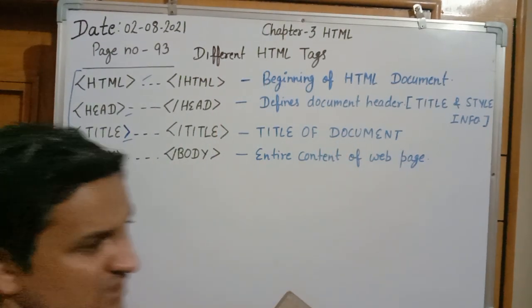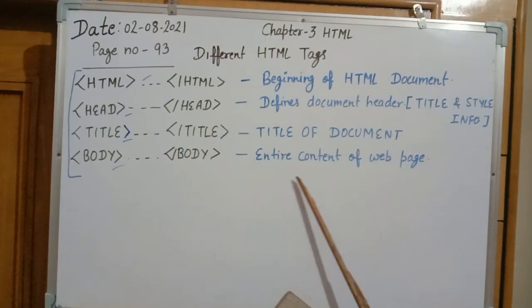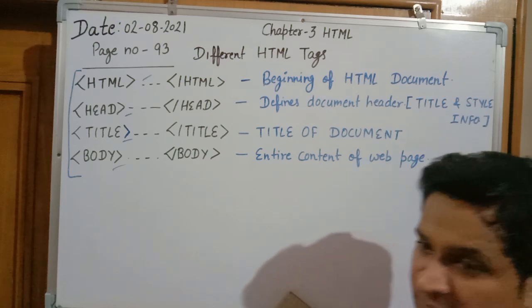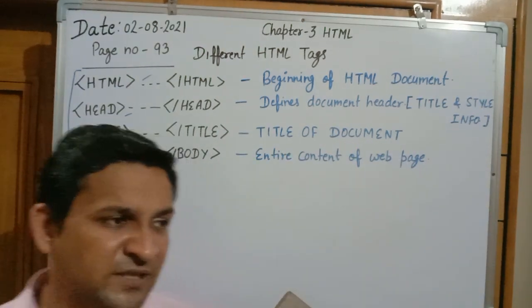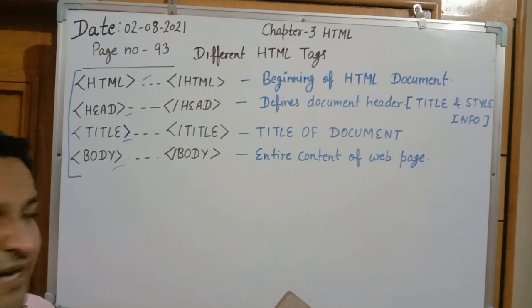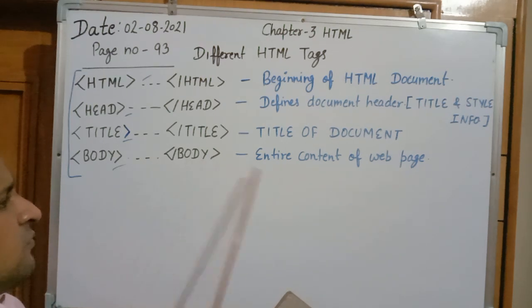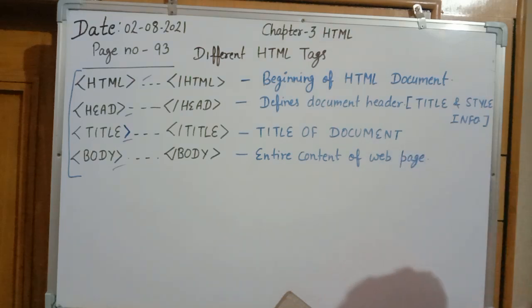And body is the major part of an HTML program. It contains all the contents of the web page that will be displayed on the web screen. It means whatsoever is displayed on the web screen, either a table, list, any document, any paragraph, or any line, that will be entered in the body tag. So this is the basic tag structure of an HTML program.